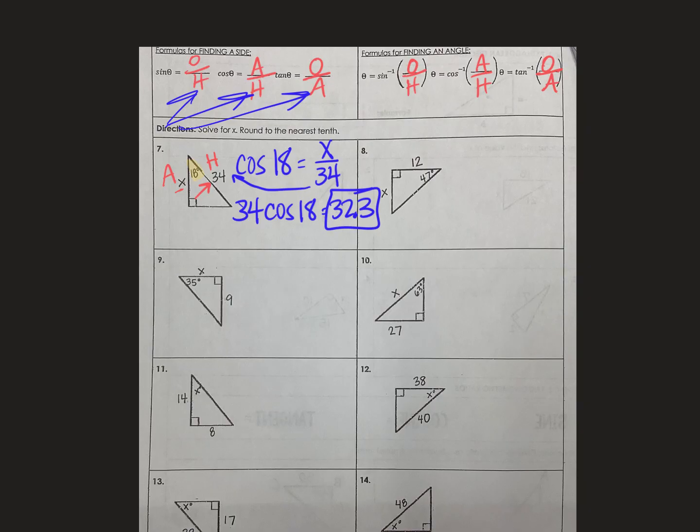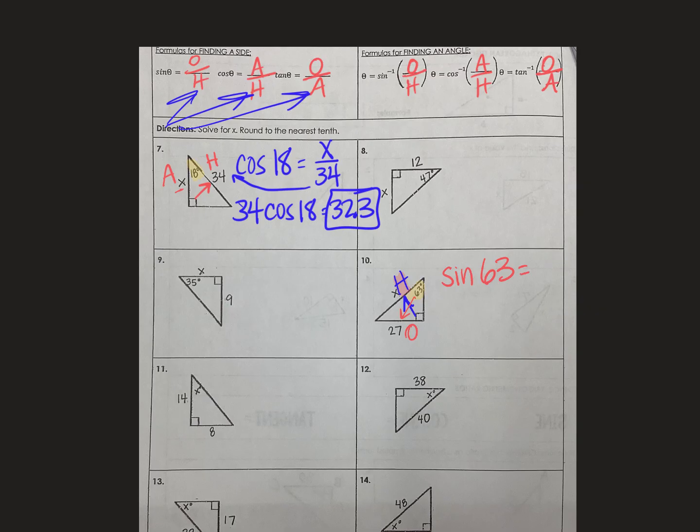Let's look at number 10. Okay, for number 10, looking at this angle, 63. So let's label only the two sides that have something there based on angle 63. Well, we know this is the hypotenuse because it is across from my box. And then this 27 is opposite that 63. It doesn't touch it, so that's going to be my O. So which one of these ratios uses H and O? The sine.